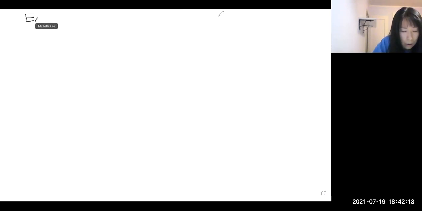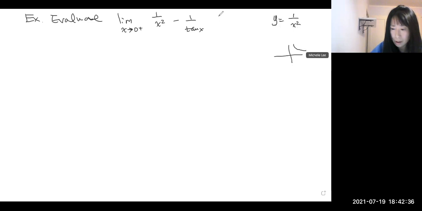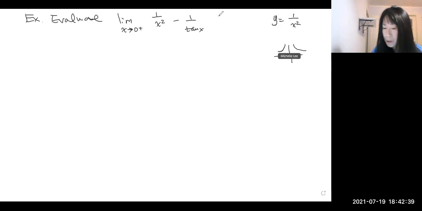So evaluate the limit as x approaches 0 from the right, 1 over x squared. This is like that, right? So when x approaches 0 from the right, what's the behavior of 1 over x squared, basically? It's positive infinity, good.